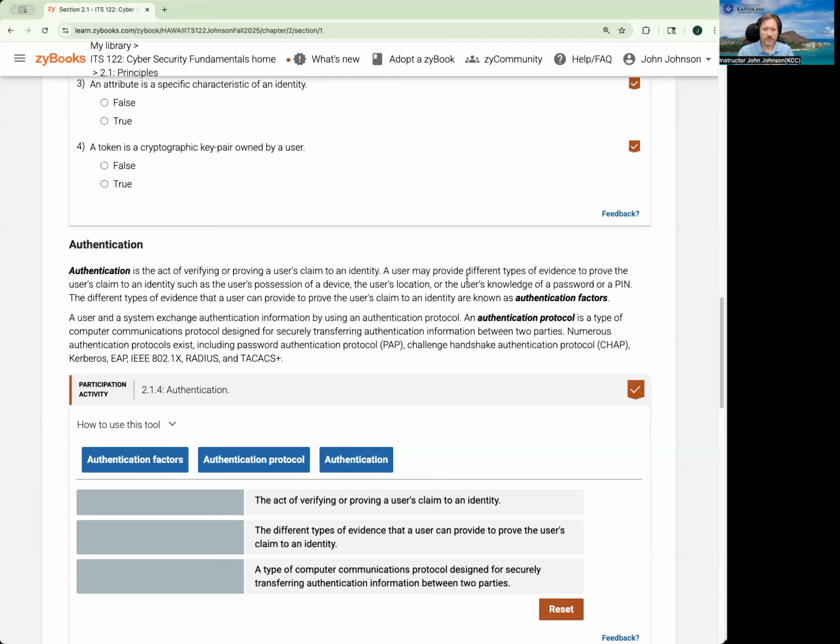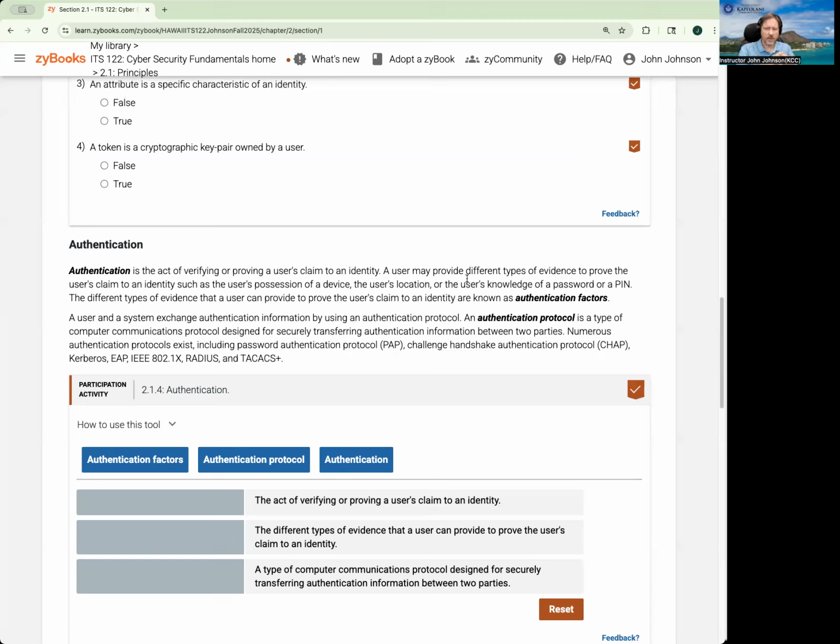So the different types of evidence that a user can provide to prove the user's claim are known as authentication factors. You may have heard of factors in the term multi-factor authentication, MFA. We'll get into this at some point, but there are different expressions for this in security, like what you know, what you are, what you possess, things like this.